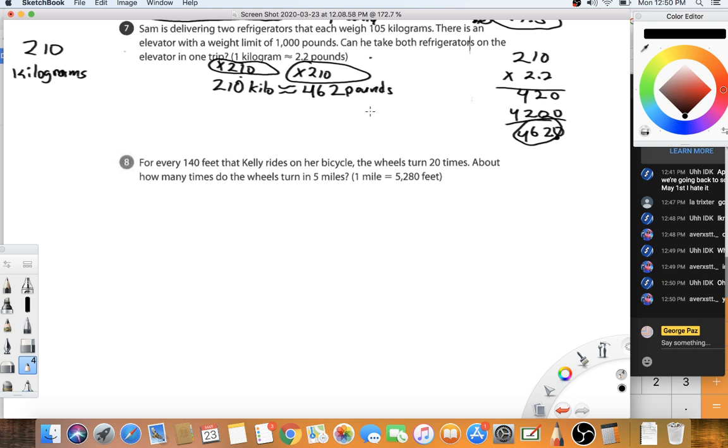Can you take both refrigerators up? If 210 kilograms, which was the two refrigerators, is 462 pounds, he can easily take that up. 462 pounds will not go over the 1,000 limit. Can he take both refrigerators on the elevator in one trip? Yes, he can.